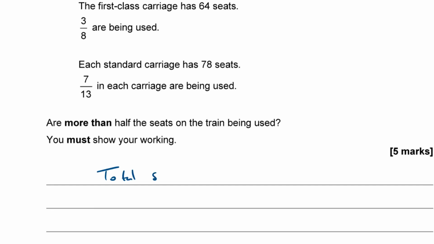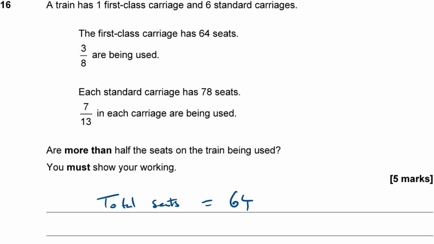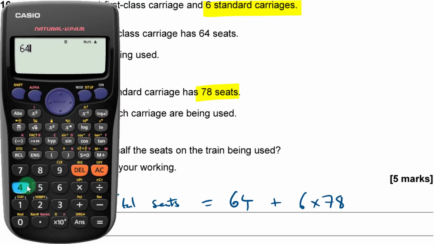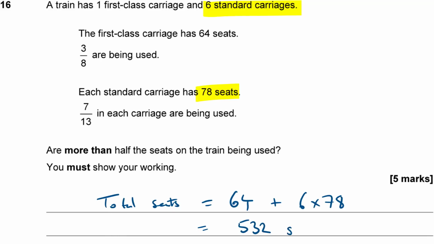So total seats, that is going to be the 64 first class seats and the standard coach seats. How many of those did we say? There were 6, weren't there? So there's 6 standard carriages, and they each had 78 seats. So that's a total of 6 times 78 seats, and then we're going to add on 64. That gives me a total of 532 seats.